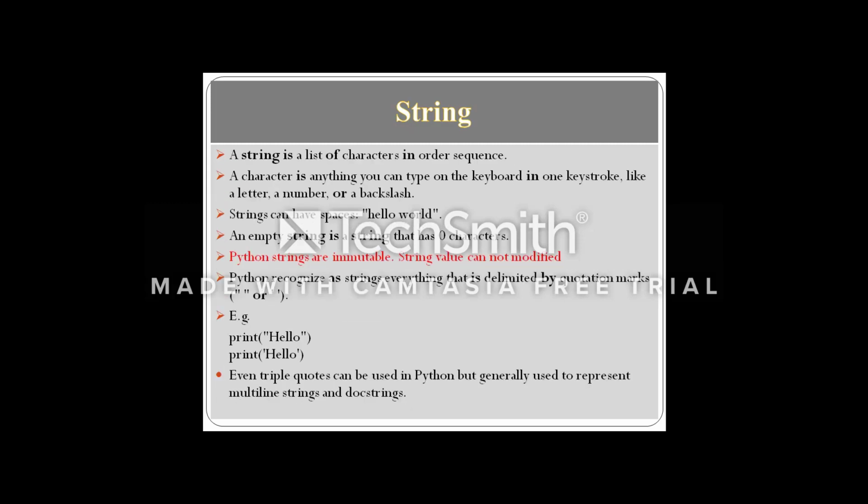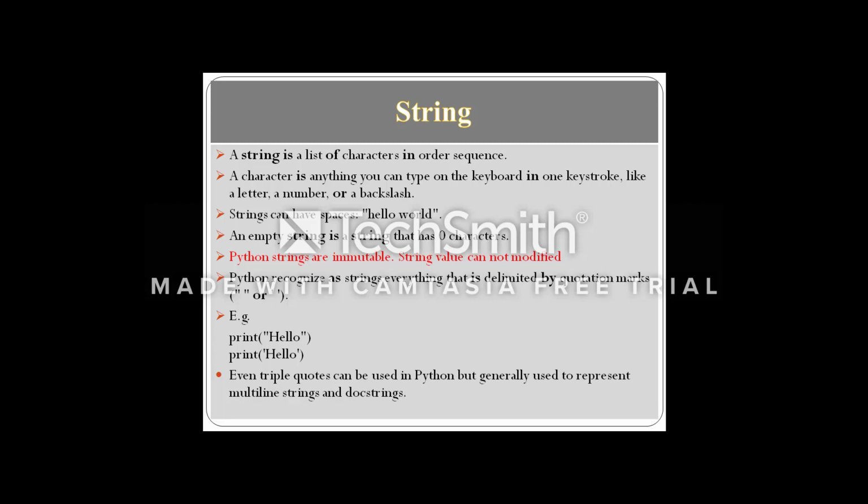A string is a list of characters in a particular sequence. A character is anything you can type on the keyboard in one stroke, like a letter, a number, or a backslash. A string can have spaces. For example, see here, hello world. There is a space between the two words, hello and world. An empty string is a string that has 0 characters. That means an empty string contains no characters at all.